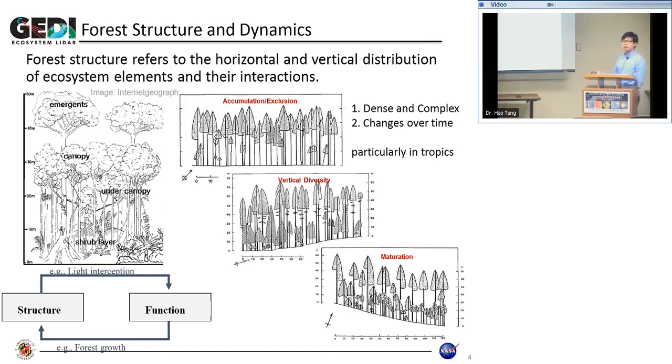Most of them are shade intolerant, enjoying the sun most of the time. And as the forest develops, it creates an environment of vertical diversity. It creates an environment that allows small trees or shade-tolerant trees to grow below these trees. And when it reaches maturation, it's a more complex story here.